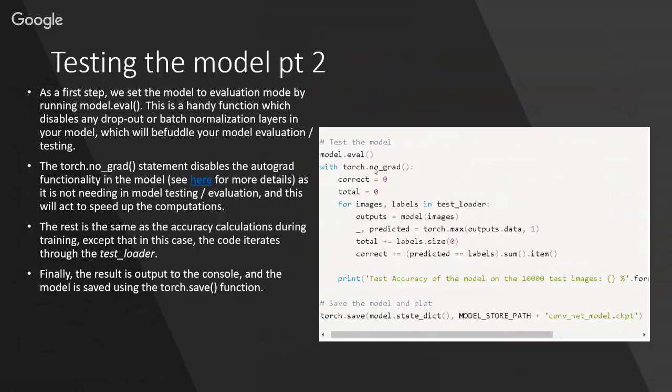The rest is the same accuracy calculation as during training, except that in this case the code iterates over the test loader. Finally, the result is output to the console, and is then saved. So we print it and then we save it.